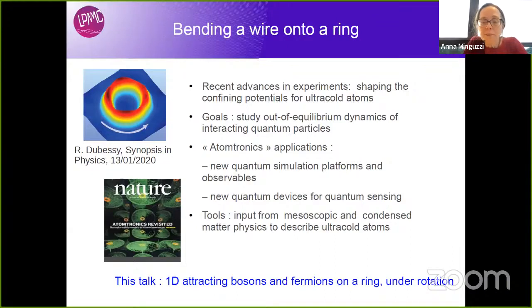So to describe these systems, we take as input ideas from mesoscopic physics, because the system is of finite size, and from condensed matter physics. And we want to apply that to describe ultracold atoms. So this is the topic of my talk, and I will in particular focus on both bosons and fermions on a ring under rotation.